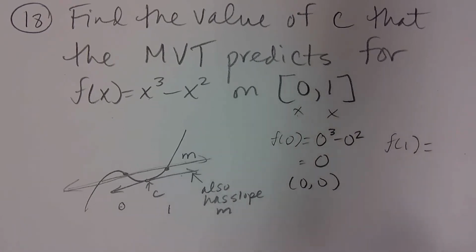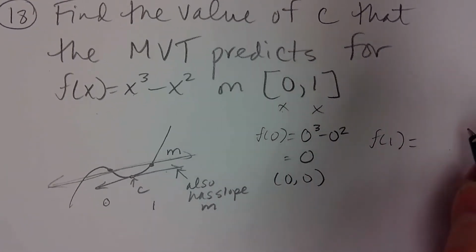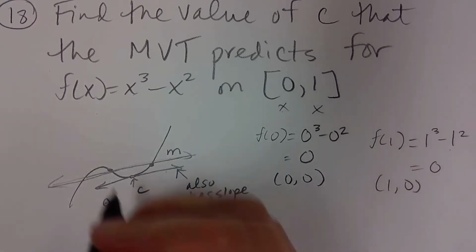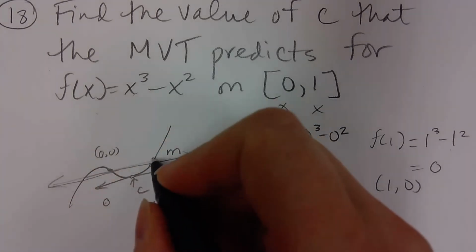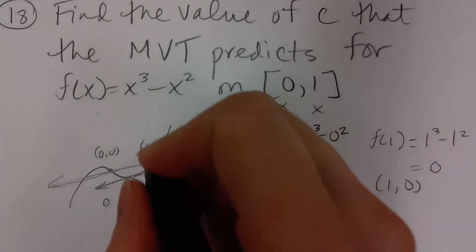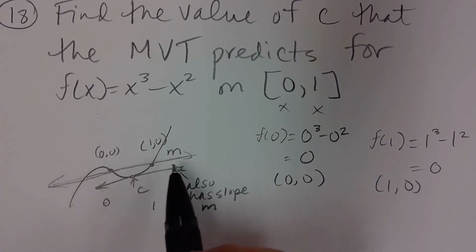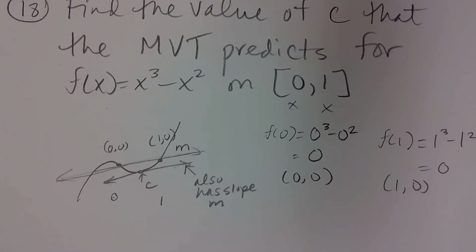So I'm going to write it as an ordered pair. And when I plug in 1, I have 1 cubed minus 1 squared, which is also 0. So now I've got 2 ordered pairs. This ordered pair on my line is 0, 0. This one is 1, 0. And this is not an accurate graph. This is just me drawing a random cubic looking function and then going from there.